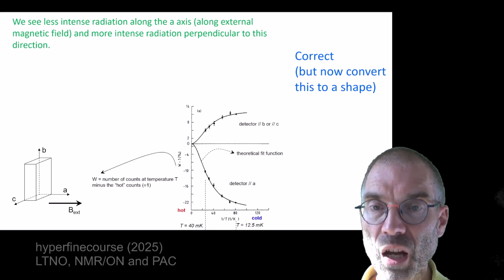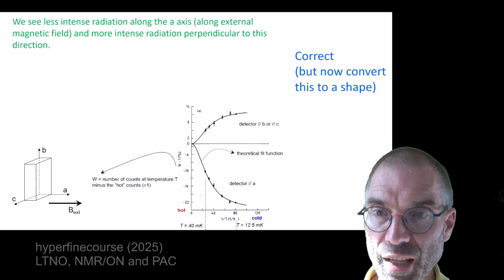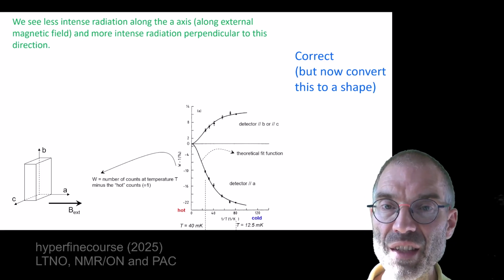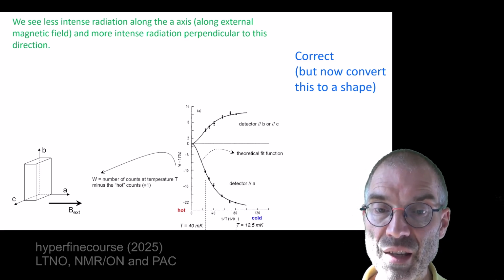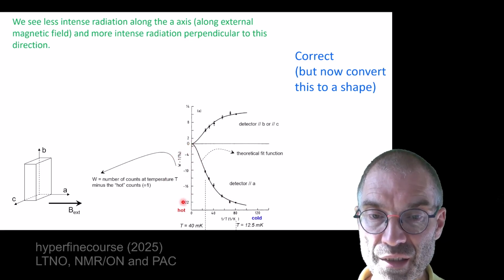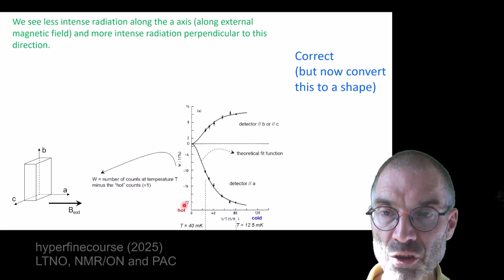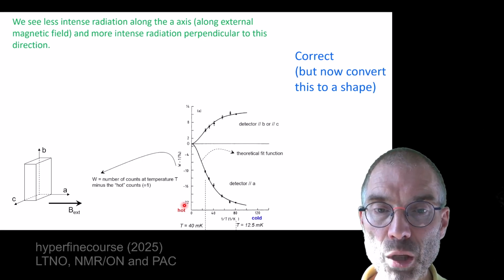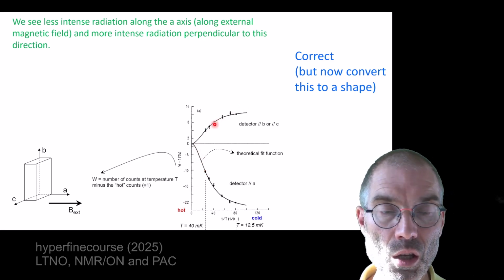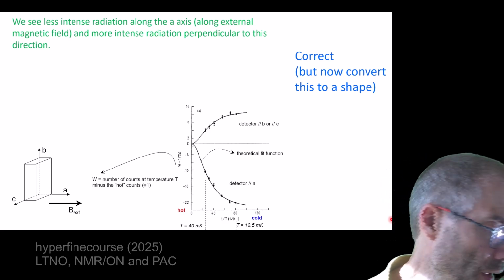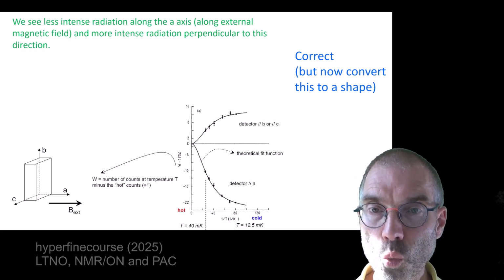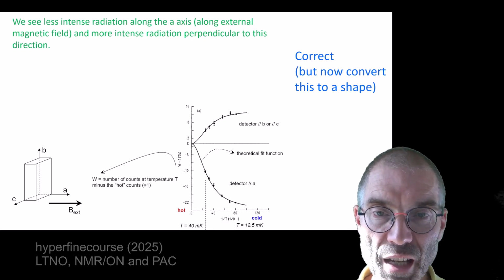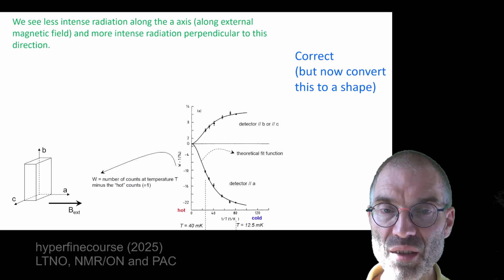Well, what did you answer to this? That first question, what does the radiation pattern look like? One of your answers: we see less intense radiation along the A-axis, because this difference is negative. So along the external magnetic field, less radiation and more intense radiation perpendicular to the A-axis. That is correct. I only would like to know what is the orientation pattern that corresponds to that. So this is not concluded from this answer.